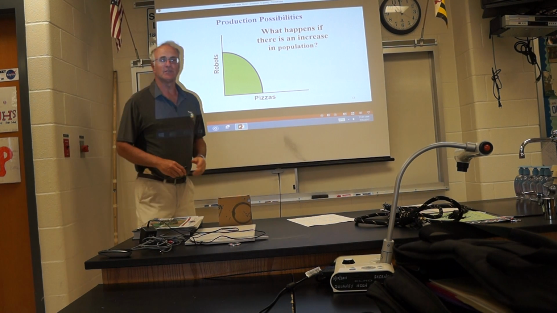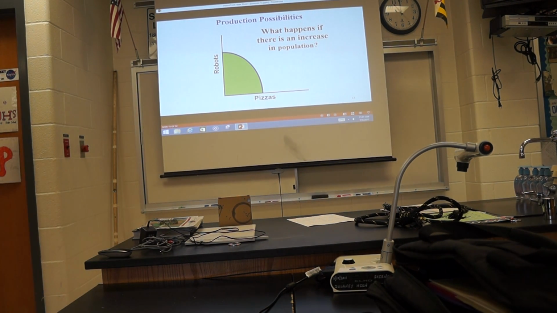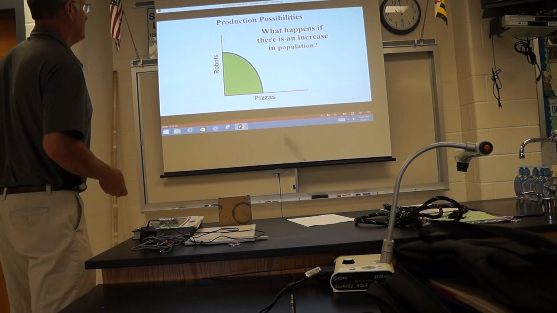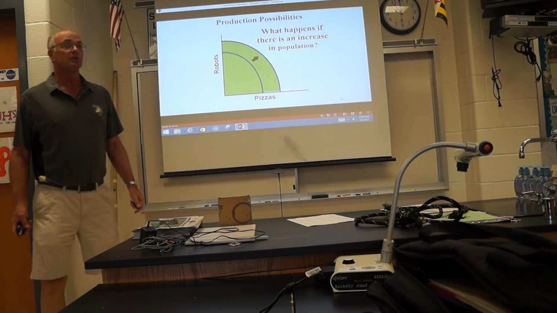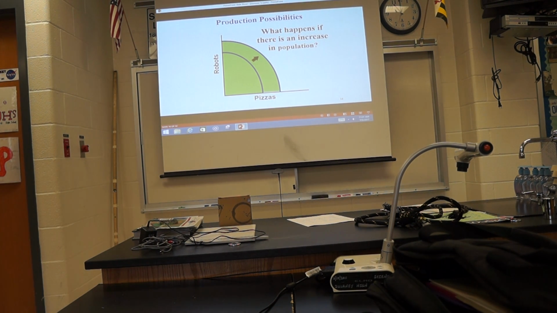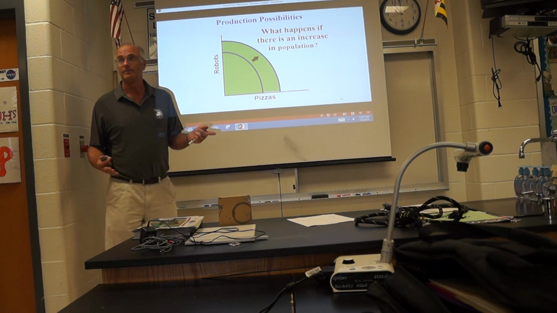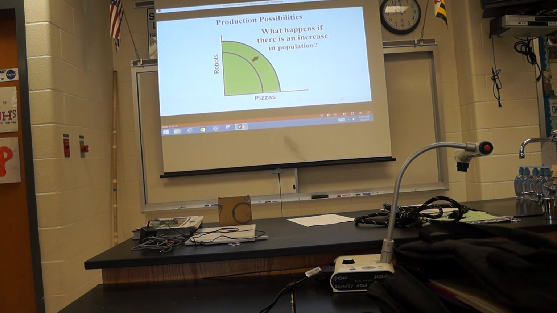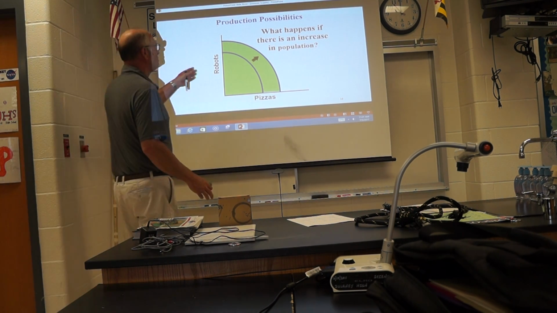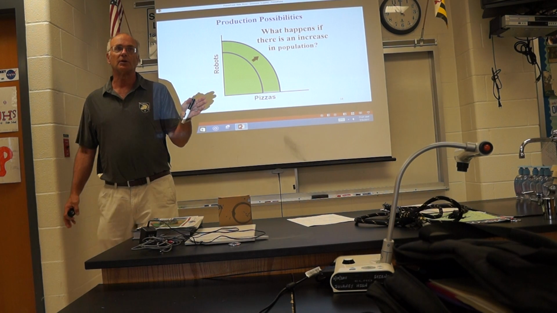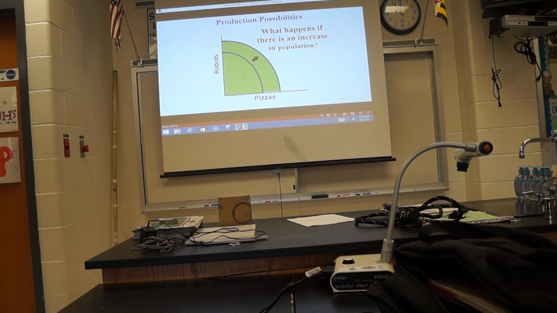Okay. So if there's an increase in population, what happens? We have more eligible people to work. So his answer was correct. We just push it out like that. So that just means not only can we produce more pizzas, we can produce more robots. We can produce more of both of them. And that makes sense if you think about it. We have more workers. Now, by the way, what is education? What would education do to the production possibilities curve? Does it shift the curve?